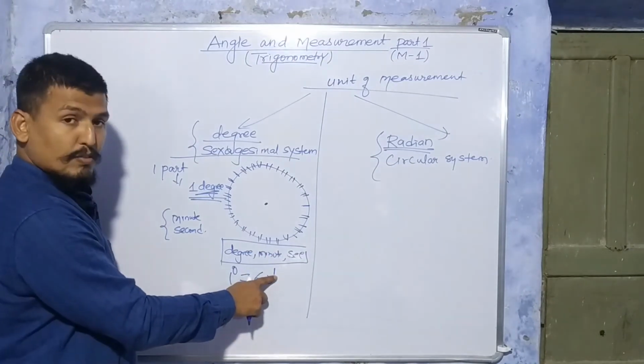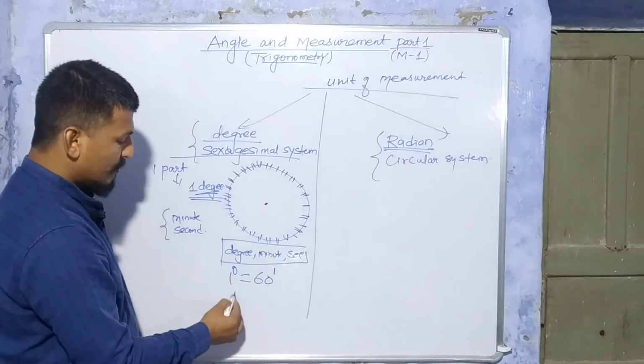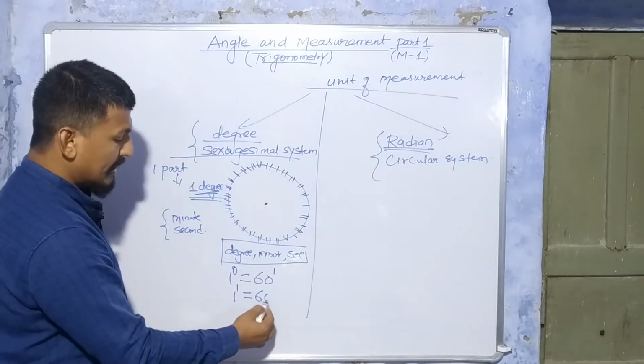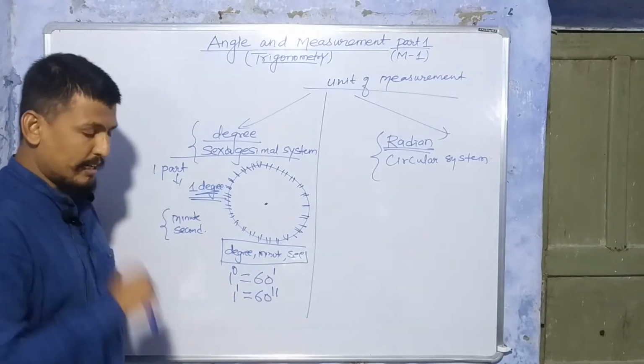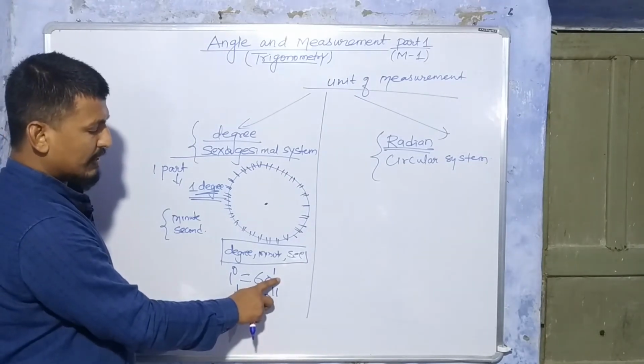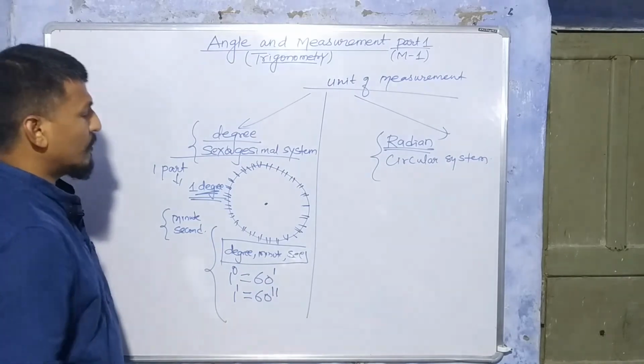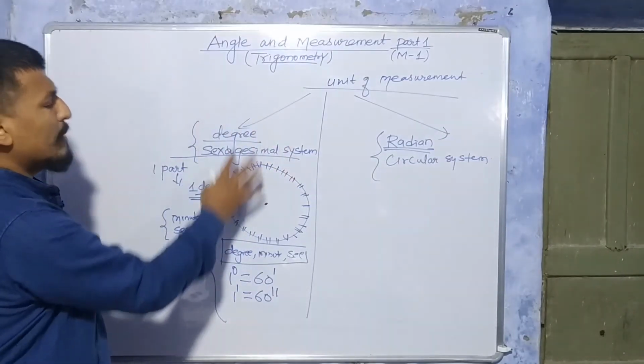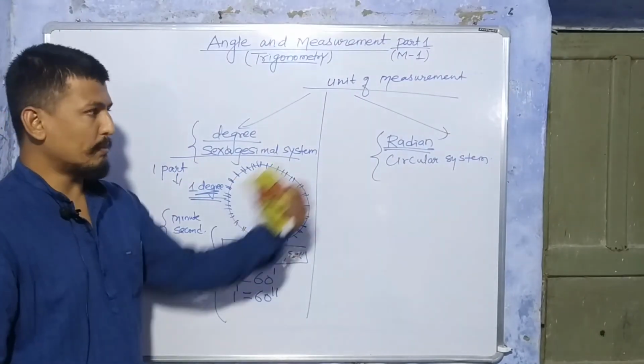This is the symbol of minute, and 1 minute is equal to again 60 seconds. This one is the symbol of second, double dash, and this one is single dash. So this is the sexagesimal system, the degree system.